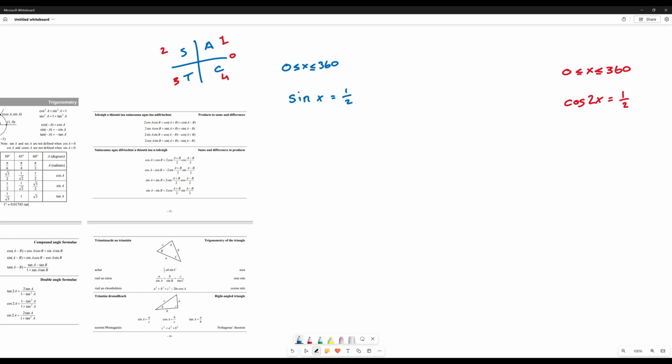So we're going to go about it. What we would do is we do our little thing here. We say ASTC. It's a sine, and it's a positive a half. So we need to say what quadrants is sine positive in. And we'd say, well, they're all positive in A, and then this must obviously be positive in S as well. We get our reference angle by doing the inverse of whatever the trigonometric function is, in this case inverse sine of a half, and that is 30. So that is what we call our reference angle.